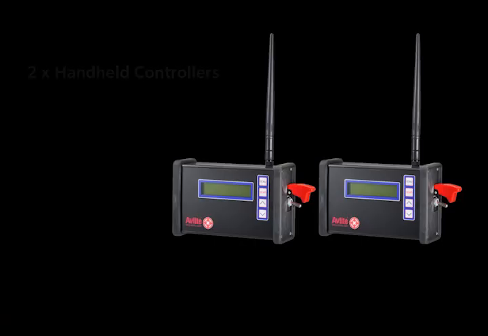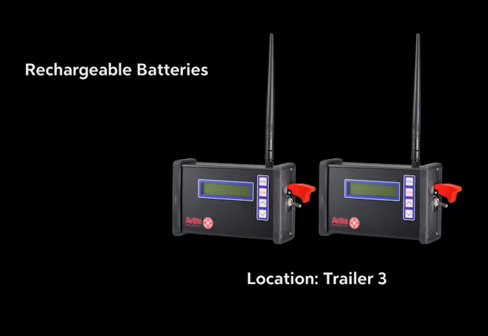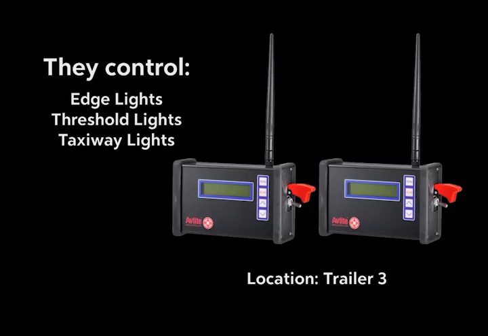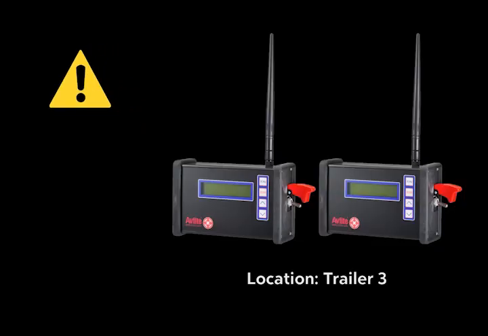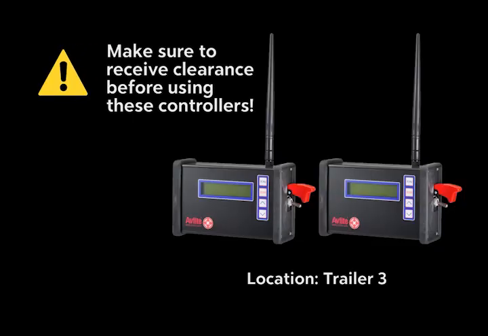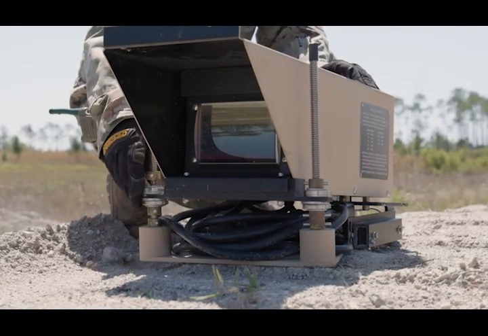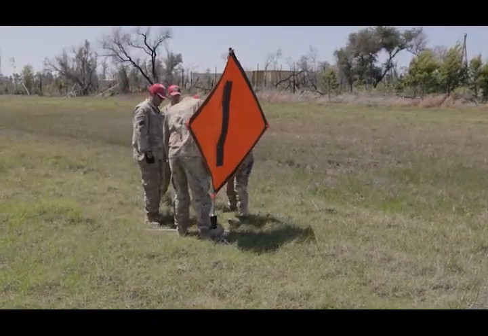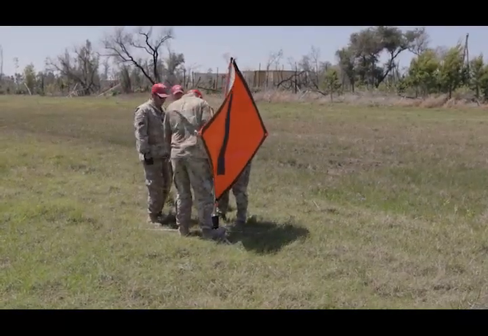There are also 2 handheld controllers in Trailer 3, which run on rechargeable batteries and have a range of just under a mile. These control the edge, threshold, and taxiway lights for installation and maintenance. Warning: make sure you receive clearance to use these system controllers before use, especially in areas overseas. Approach lights, PAPI units, and distance remaining marker lights must be turned on manually.